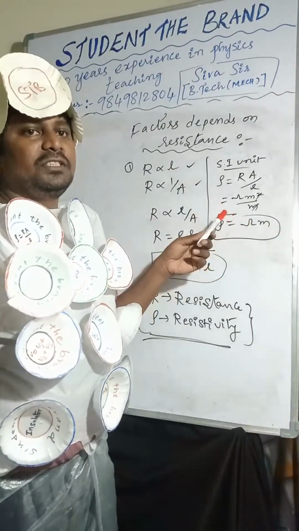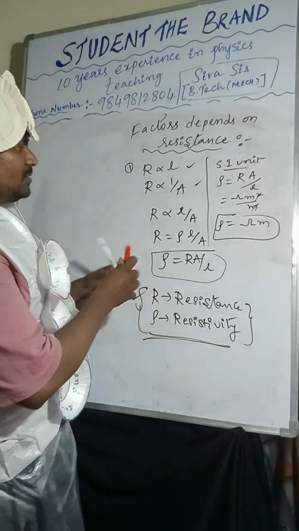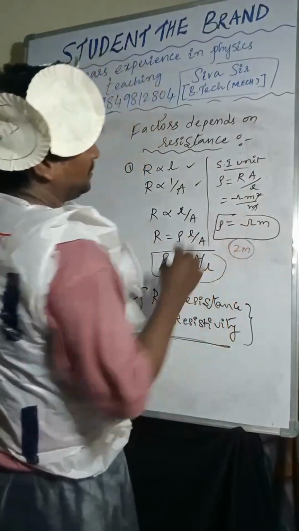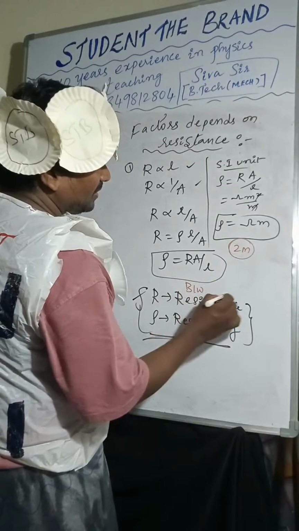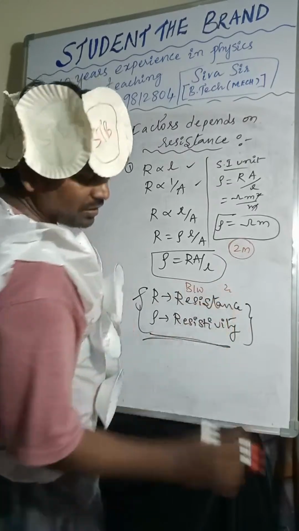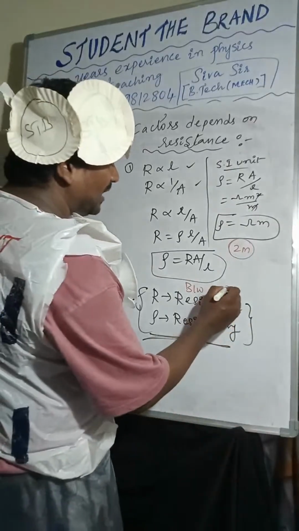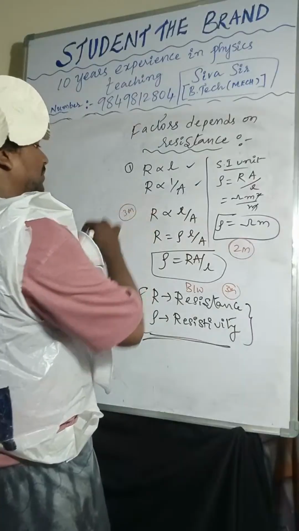So this is a 2 marks question, definitely. This question is also important from the MCQs point of view. The difference between resistance and resistivity they will ask for 3 marks also. So 3 marks once again.